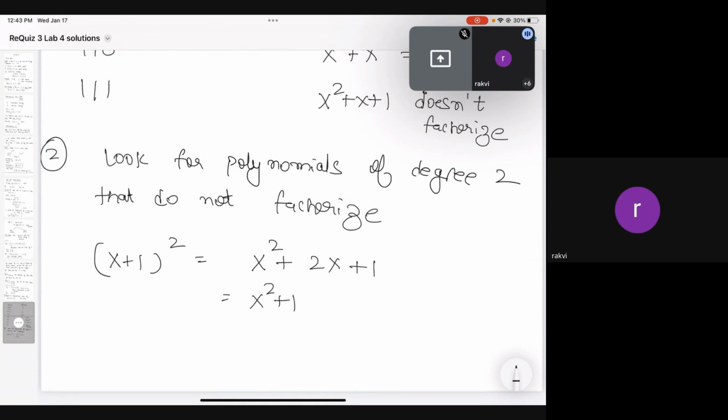So we found one. So x squared plus x plus 1 is our guy or girl or person. Anyway, this is our candidate. Let me just say it's a candidate.